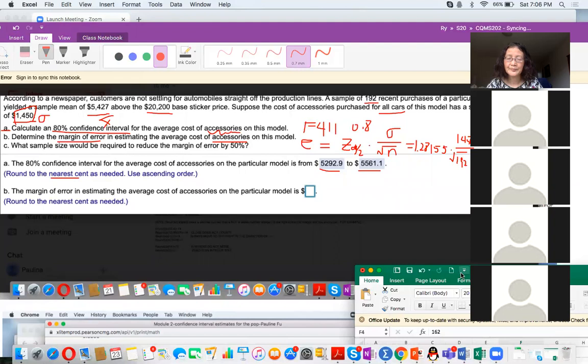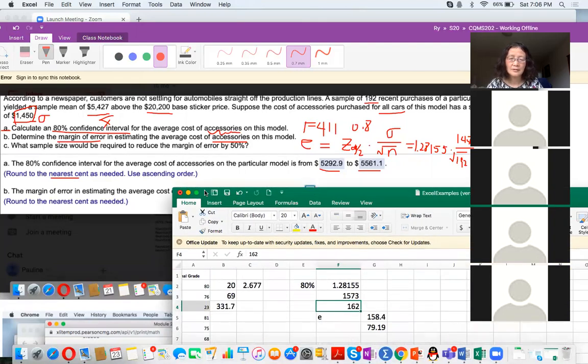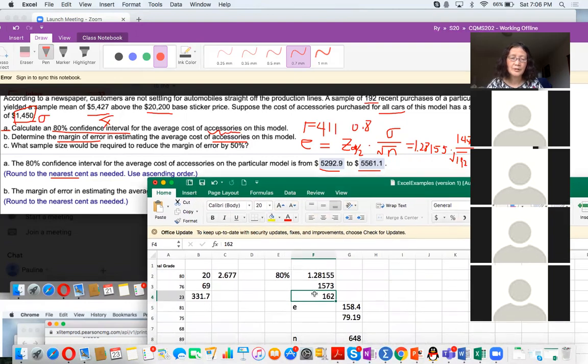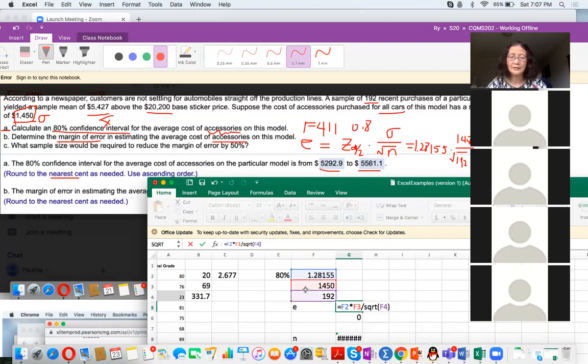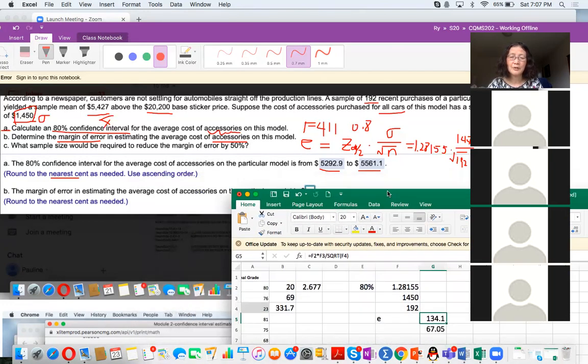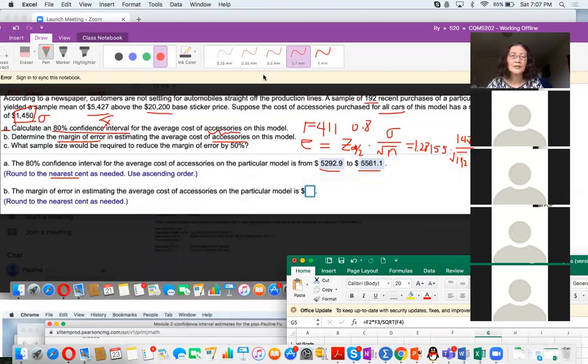So this is the critical value when you have 80%. So another value we need is standard deviation 1450, okay? And sample size is 192, okay? Once I get this number, formula E, okay? E equal to Z half alpha times sigma divided by square root of sample size, okay? And I get this margin of error, 134.1, okay? So I'm going to write down this, 134.1 is the margin of error.